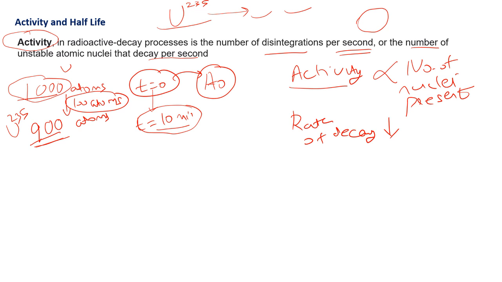So assuming, let's say, if I take any random value A0 by 3, the activity value will keep on reducing as the number of atoms are reducing, right? A naught by 3. So now there is a concept called half-life.